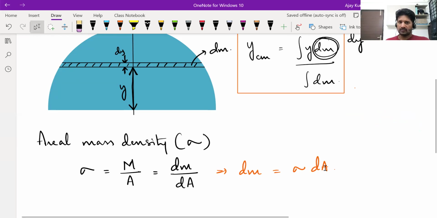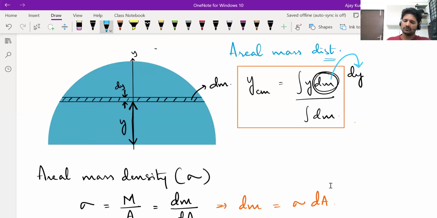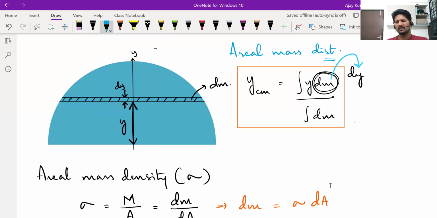Now, to integrate, our aim is to find the position of the center of mass of this system. But in that integration, we have stumbled upon this. We need to express dm in terms of dy. That is what we are trying to do now. dy is not an area. dy is just the height of that shaded area.